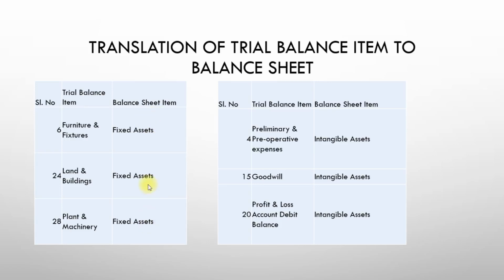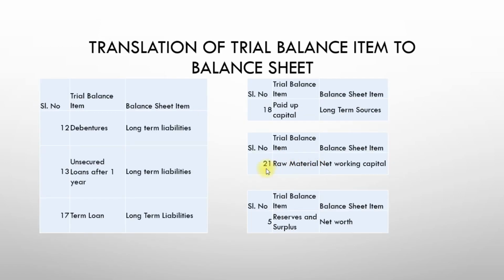Likewise, for fixed assets on the balance sheet, what are fixed assets? Furniture and fixtures, land and buildings, and plant and machinery are fixed assets. What are the intangible assets in the balance sheet? In the trial balance, those are preliminary and pre-operative expenses, goodwill, and profit and loss account debit balance. So these are all intangible assets.